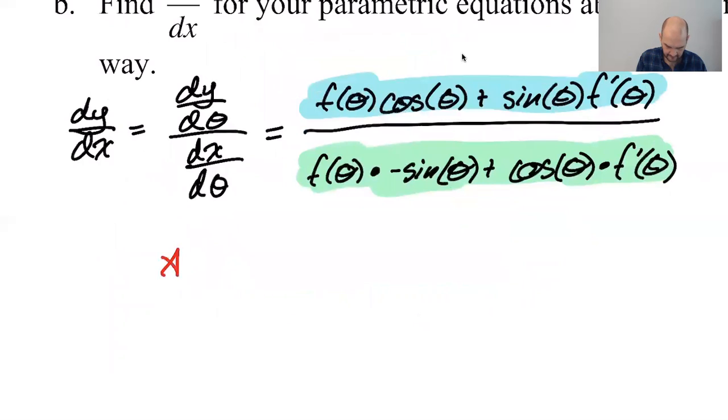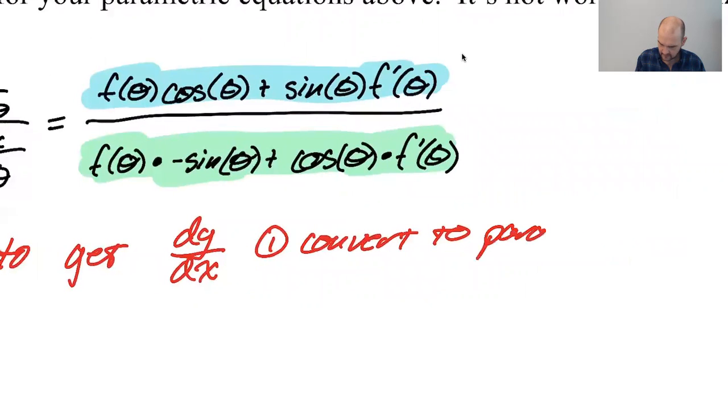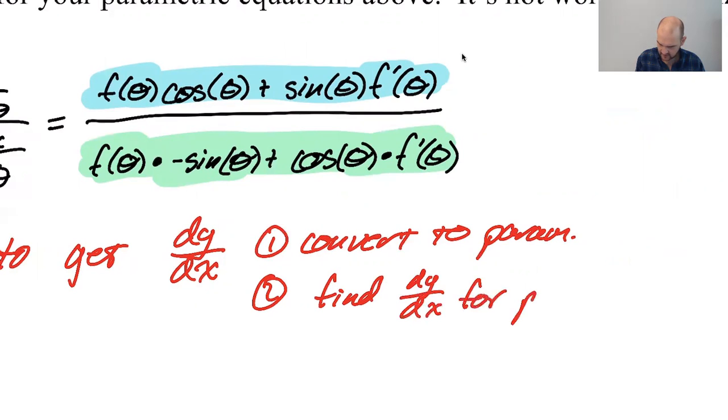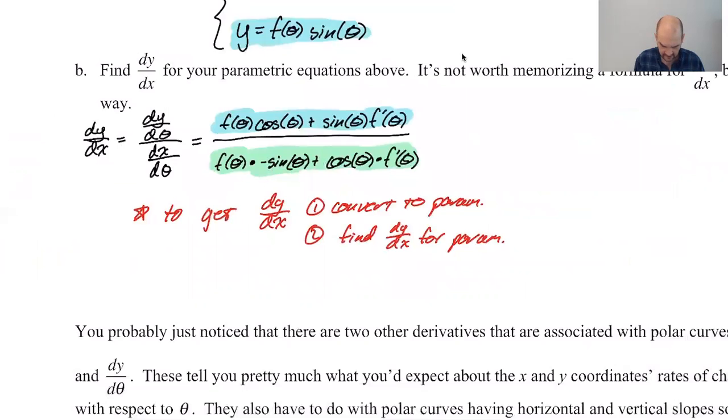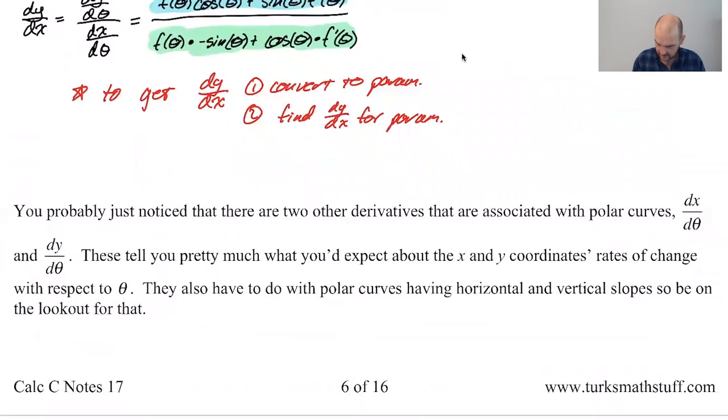So just remember, to get dy dx, one, convert to parametrics, two, find dy dx for parametrics. We already know how to do that, so why would we add something else that we need to memorize when we already know how to do it? We have dy d theta, dx d theta, dy dx, dr d theta. All of them mean slightly different things, and we have to know what all of them mean. So think about them.